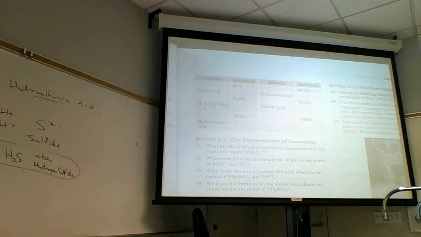Let's go on to the next one. HNO2. Let's see, we want NO2 with a -1 charge. What's the name of that? Nitrite. And so it's an ite, which means rather than calling this nitric acid, we'll call HNO2 nitrous acid. So this is nitrous acid.